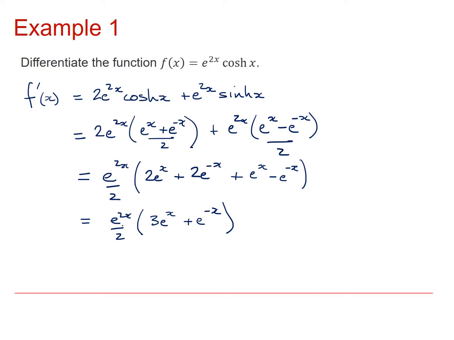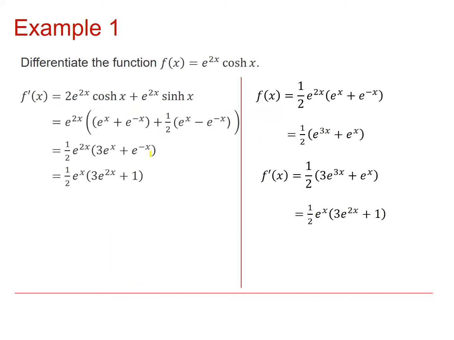Think of this as e to the x squared. I can pull one of those into here, and so I can get that as e to the x over 2, 3e to the 2x plus 1. And again, that might be the form that we're asked for, but both of these are perfectly acceptable. There's that working tidied up for you.